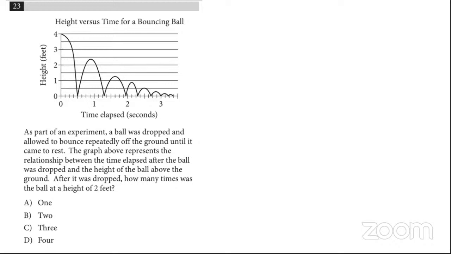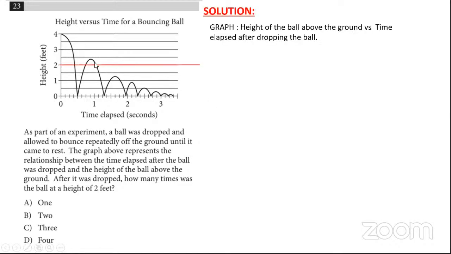On the y-axis, we have the height, right? So we have to find how many times the horizontal line corresponding to 2 on the y-axis cuts this curve. That will give us how many times the ball reaches the height 2, right? So it cuts 1, 2, 3 times. So the ball reaches the height 2, 3 times. So our answer would be option C.